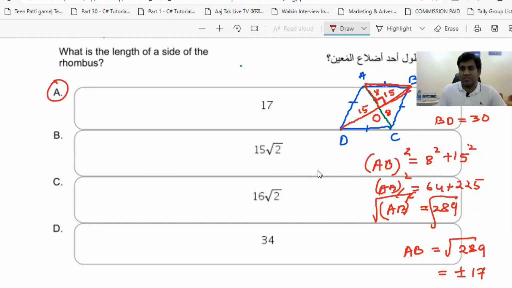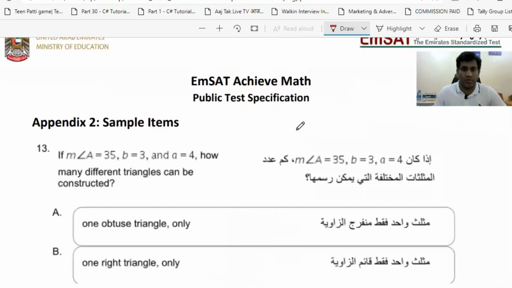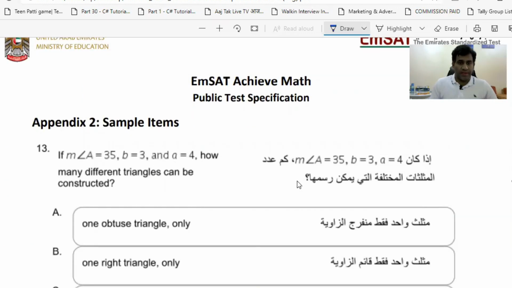Right. So after just writing this, you can use a calculator and you can get the answer. You need not solve it in this way, as the calculator is allowed. Let's solve question number 13 here.